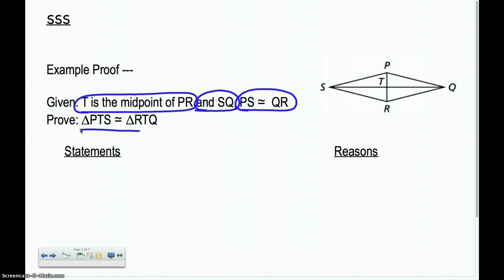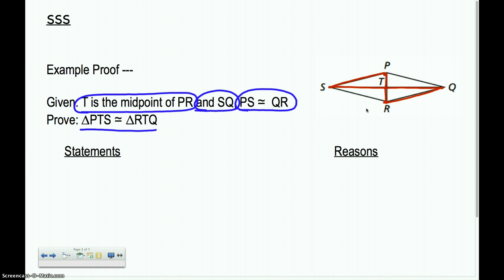We are supposed to prove that triangle PTS is congruent to triangle RQT. What that actually looks like, PTS congruent to RTQ. There it is. Those two triangles are congruent. That's the goal. That's what we're trying to prove. Let's walk through the proof.